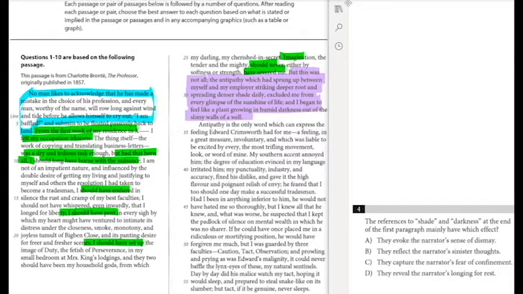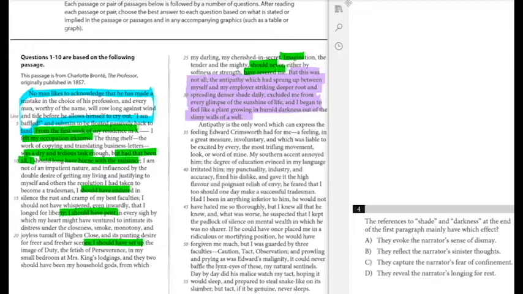Question number 4. The references to shade and darkness at the end of the first paragraph mainly have which effect? So in the beginning, we have in blue, the philosophical reflection saying that no man likes to admit that he's baffled. Then in green, we have the idea that if the job were just a bad job, the narrator says, I should have still been okay. So the narrator's expression, perhaps, that under bad circumstances, that's not so much of a big deal for him. He normally would have still kept trying to do an okay job.